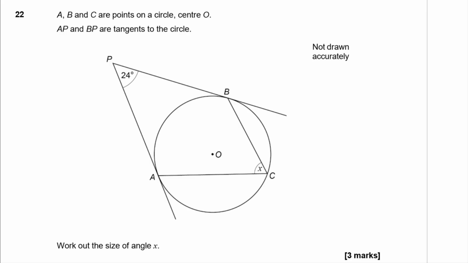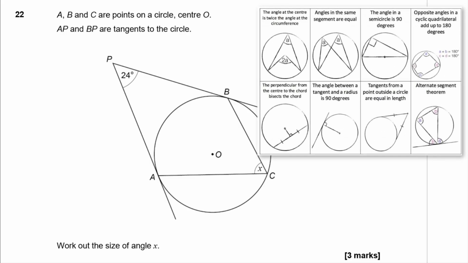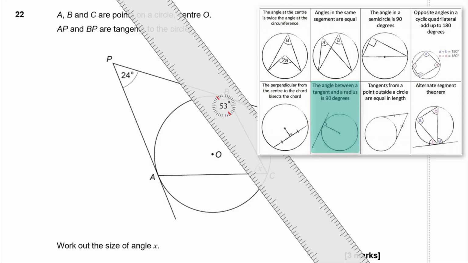Question 22. A, B, and C are points in a circle center O. AP and BP are tangents to the circle. Work out the size of angle X. Now, there are various circle theorems already visible in this diagram that will help us, but I think by adding some extra lines on here, we should get a little bit more clarity, because I noticed we've got O marked in the center, but we've not got the radiuses added onto the diagram, have we?